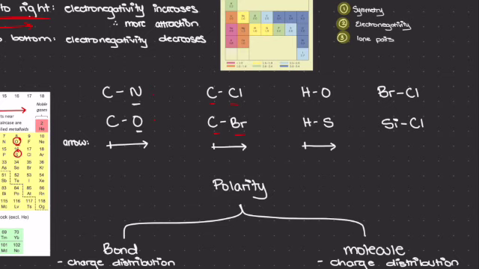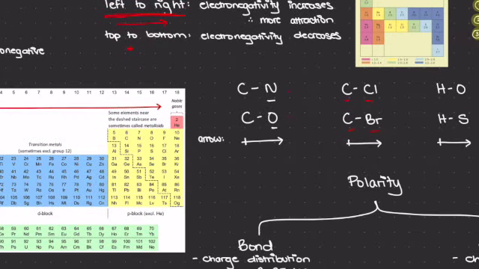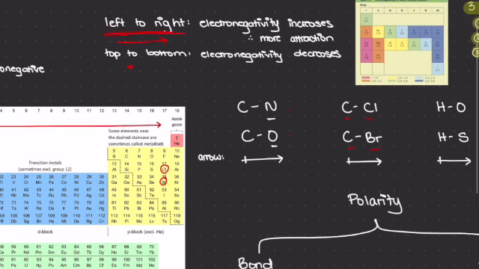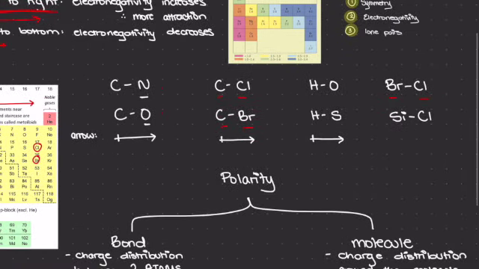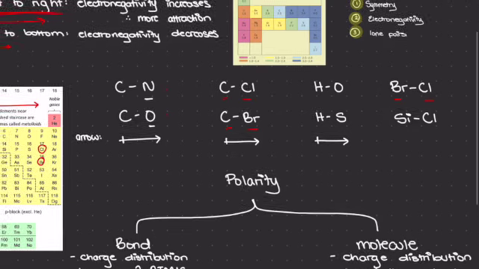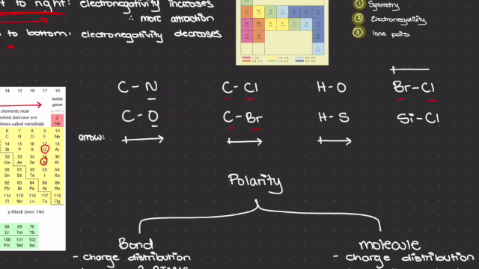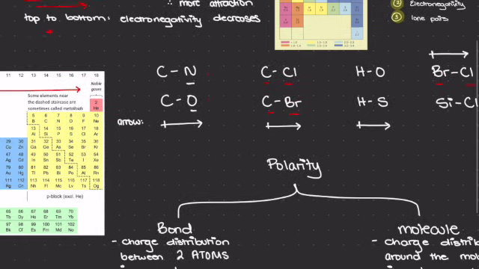Now let's go to this one. Br and Cl. Br and Cl are in the same group. Here's Cl, here's Br. So in this case, we don't use the first rule. We actually use the second rule, which is from top to bottom, where electronegativity decreases. So Cl is my more electronegative, and compared to my Cl, Br is less electronegative. Therefore, my arrow here would be like this.